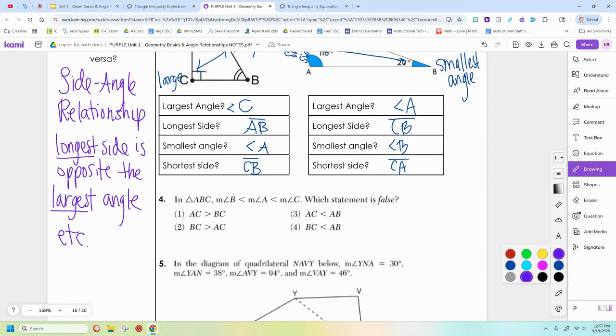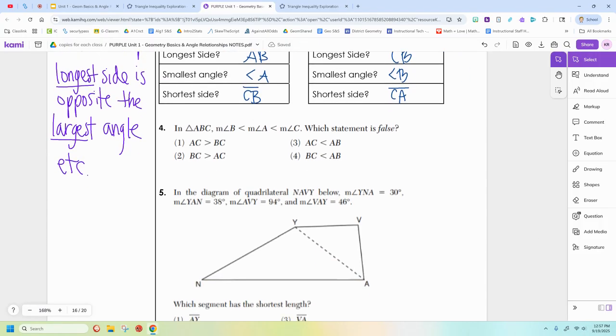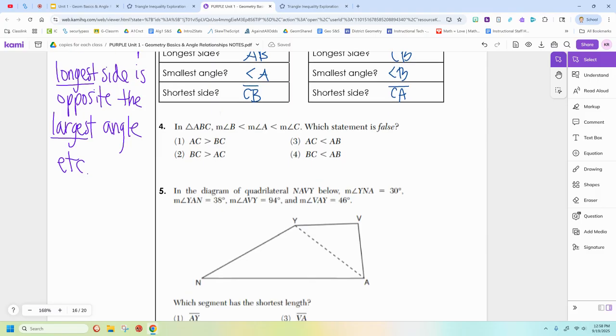Okay, so how do we answer questions with this? Are we okay to go on? Okay, ready? So it says in triangle ABC. Now look at these symbols and be careful. The measure of angle B is less than the measure of angle A, which is less than the measure of angle C. So the angle letter can't be used in the side letter, correct? So can we say opposite angle B is side AC? No.